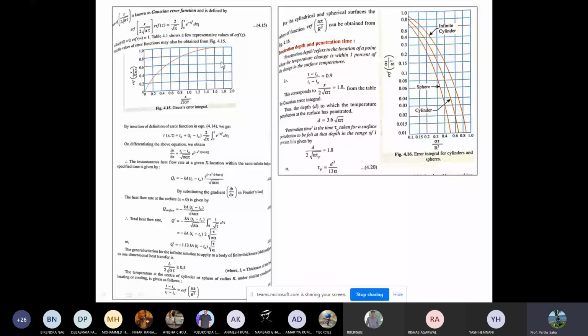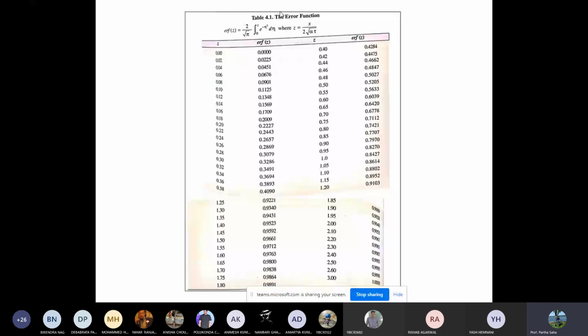The table 4.1, I'll come to that. This is table 4.1. As you can see, this is the error function, and for different z values you get different error function values. At z equal to 0 the error function is 0, and at infinity it is 1. But for other z values you can see different error function values. So this error function table needs to be used to get the value. So let us look into how to solve it.